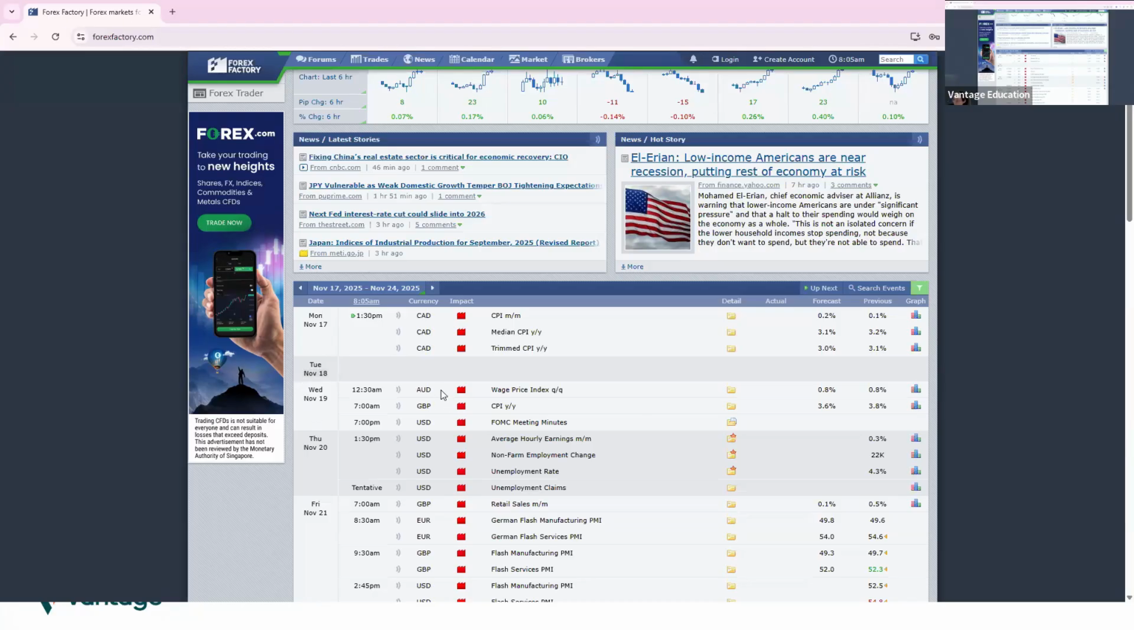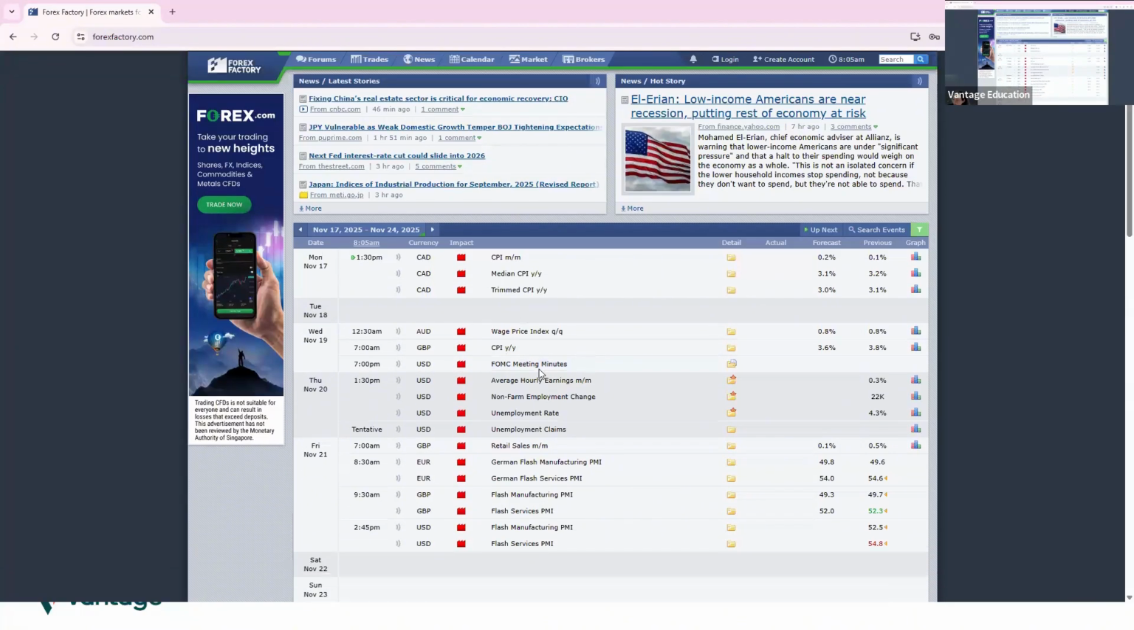On November 19, we have the Aussie dollar at 2:30 a.m. and GBP at 7 a.m. for the CPI. And we have this one. I think we're going to see volatility during that period, at 7 p.m., for the FOMC meeting minutes. So I think we're going to see either the dollar rising or gold falling. We're going to watch out for the news.